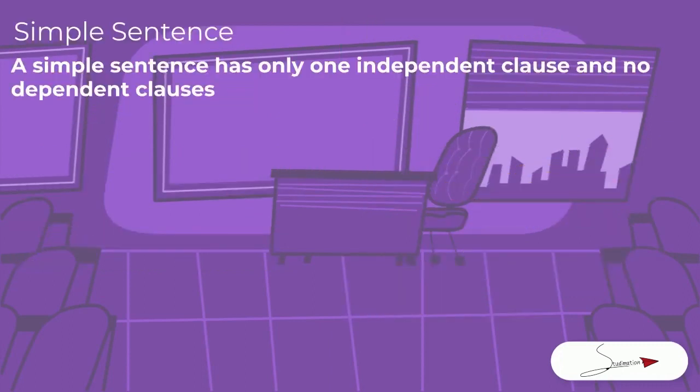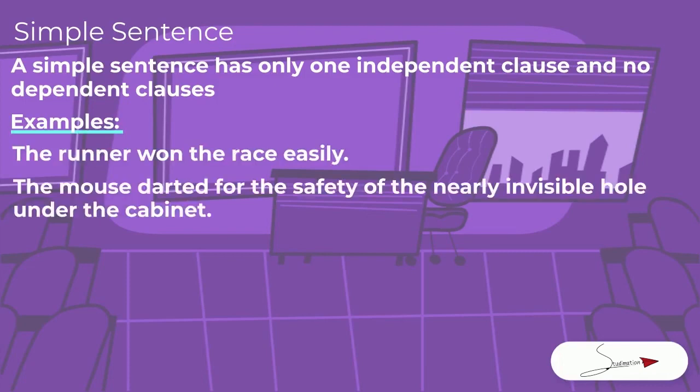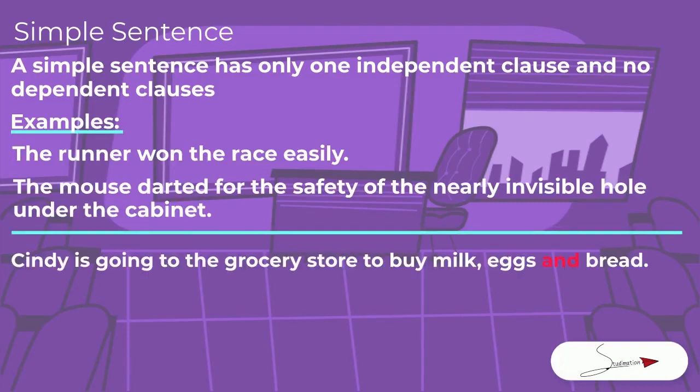A simple sentence has only one independent clause and no subordinate clauses. Examples: the runner won the race easily. The mouse dotted for the safety of the nearly invisible hole under the cabinet. Note that if a simple sentence includes a list, then before the last item in the list, you use and. For example, Cindy is going to the grocery store to buy milk, eggs, and bread.